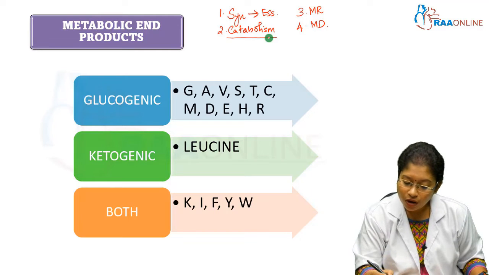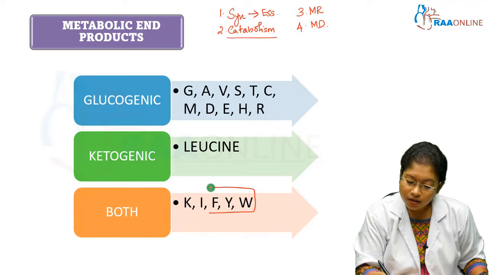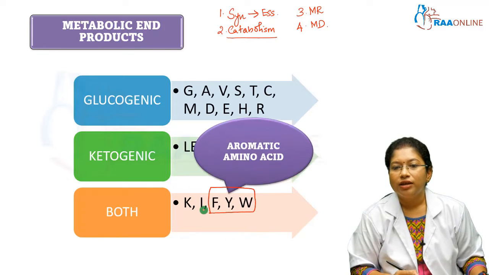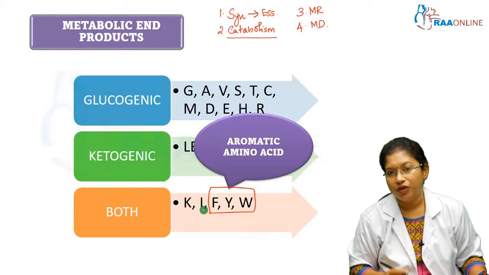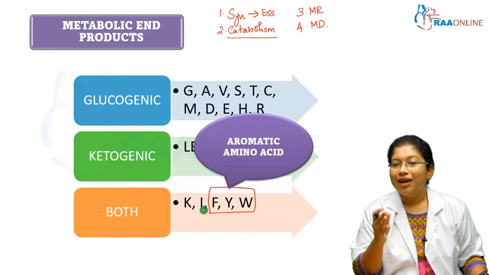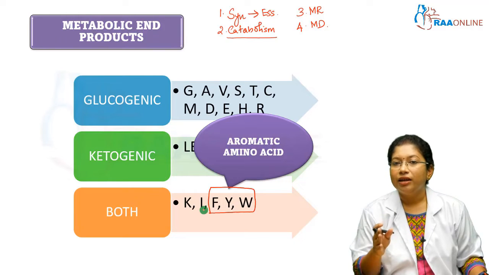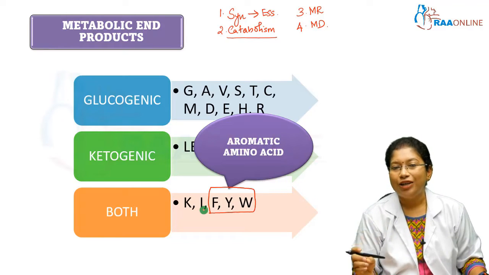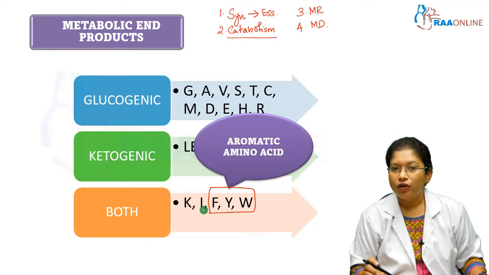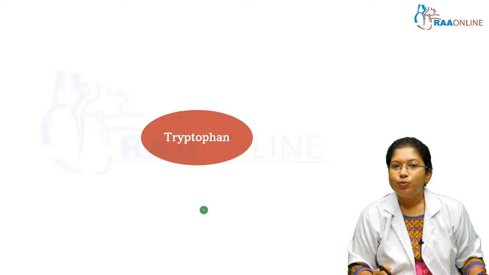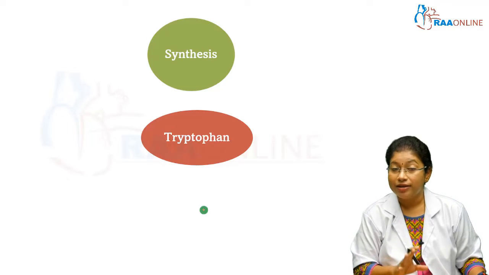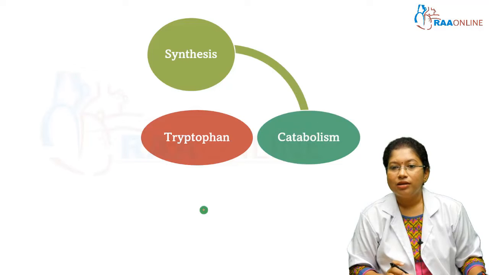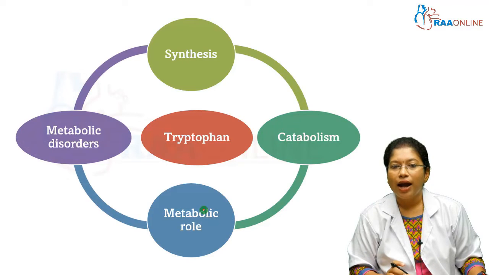The aromatic amino acids come under both glucogenic and ketogenic amino acid classification. That means at the end of metabolism, they can give glucose as well as ketone bodies. So tryptophan also gives glucose and ketone bodies. So you can see tryptophan here. We'll see the metabolism of tryptophan under four headings, like I said before: synthesis, catabolism, metabolic role and metabolic disorders.